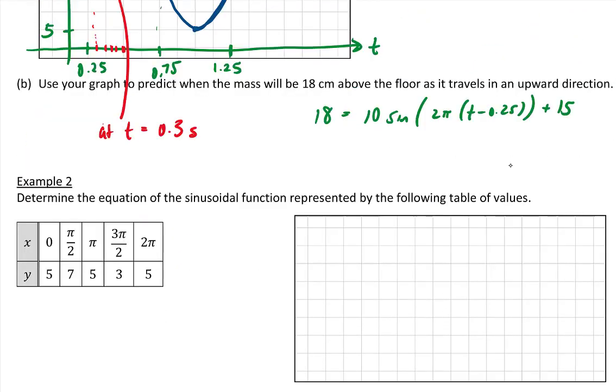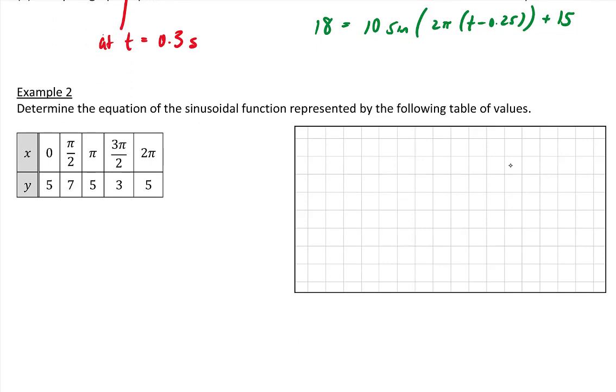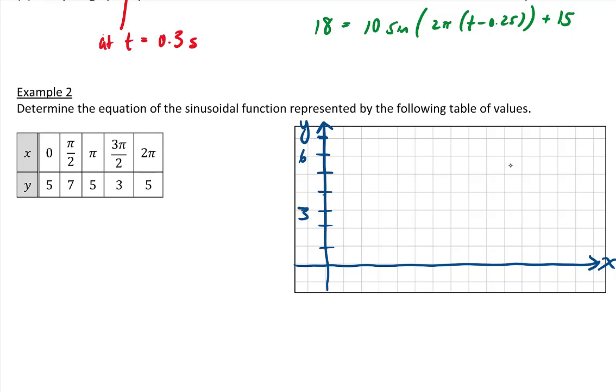Example 2. Let's look at if we have the points, can we come up with the equation? So first let's sketch this graph. Notice all my y values are positive, so I'm going to start with my x-axis here. And notice all my x values are positive, so I'm going to start with my y-axis over here. We're only going from 3 to 7. And then we're going from 0 to 2 pi. So let's make pi over 2 every 3 marks.